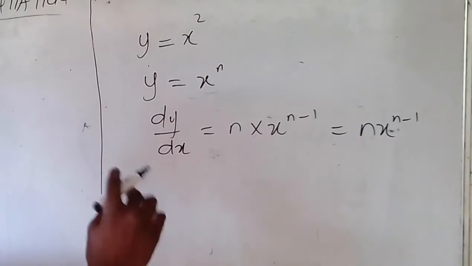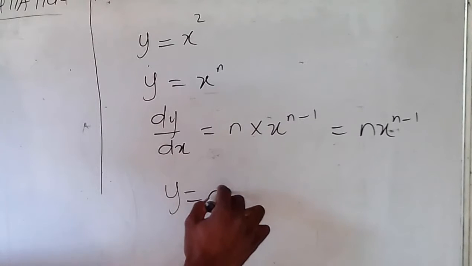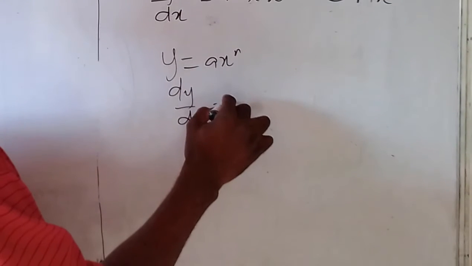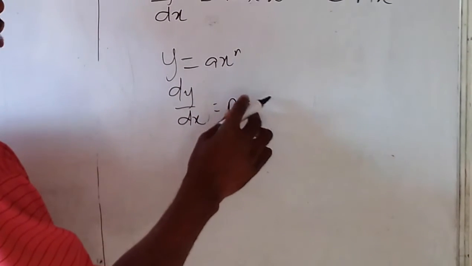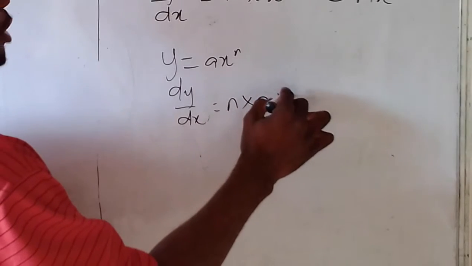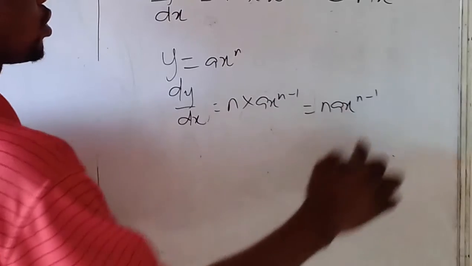Because we have an invisible 1 in the question. For a coefficient which is more than 1, something like y equals a x raised to the power n, we're going to have dy/dx equals n times a x raised to the power n minus 1, which becomes n a x raised to the power n minus 1.